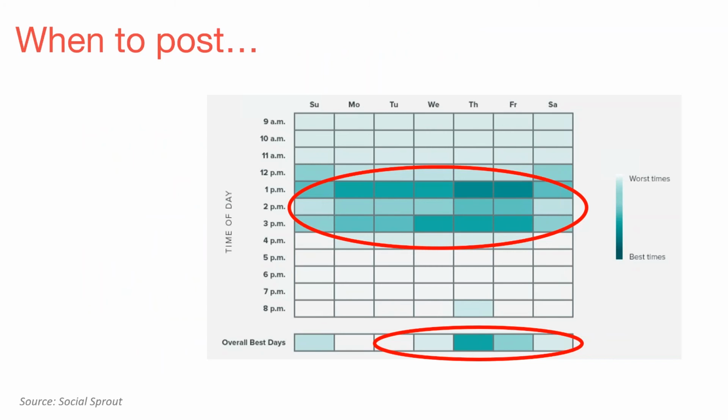So when do you want to post on Facebook? Well, their prime time is from 1 in the afternoon until 3 in the afternoon, with the heaviest traffic days being Thursday and Friday. So keep that in mind and set your posts to go during this time frame.